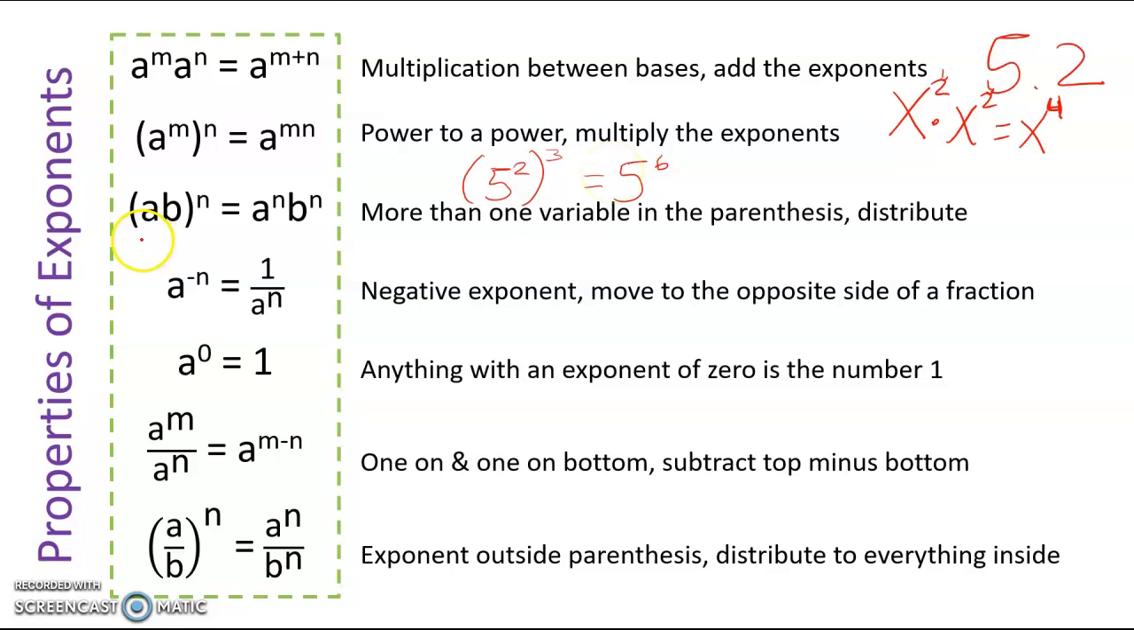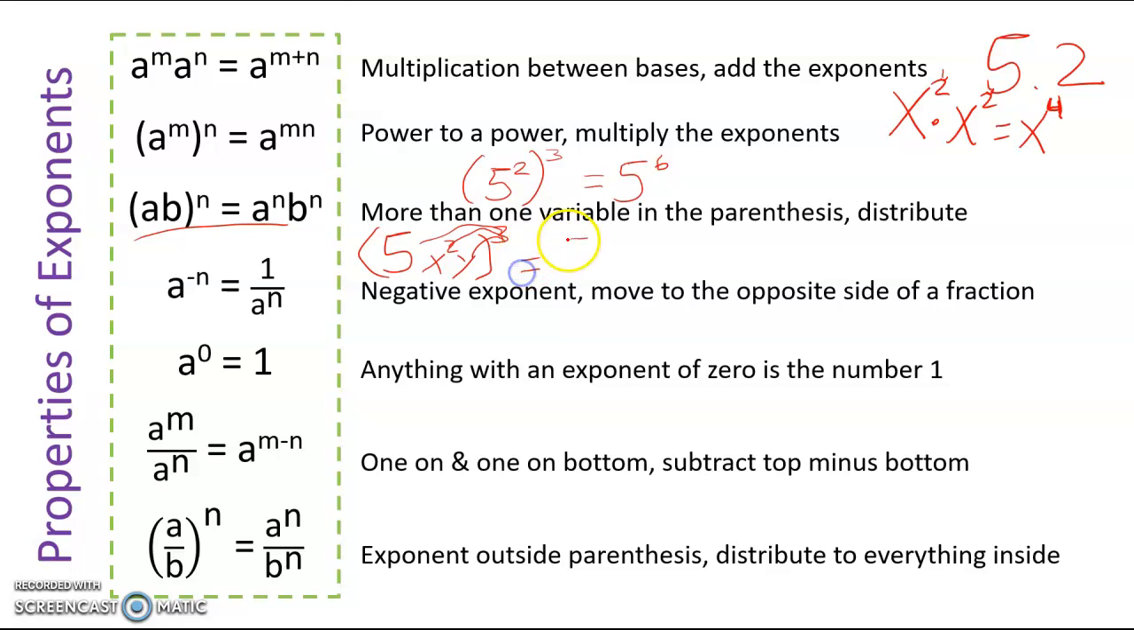Another one that we've used a lot is this one right here. Essentially, it's just the distribution right there. So you have a third power here. You have 5 times x to the second times y to the first, and if we raise this all to the third power, we're essentially going to be distributing this power to all of the terms inside there.